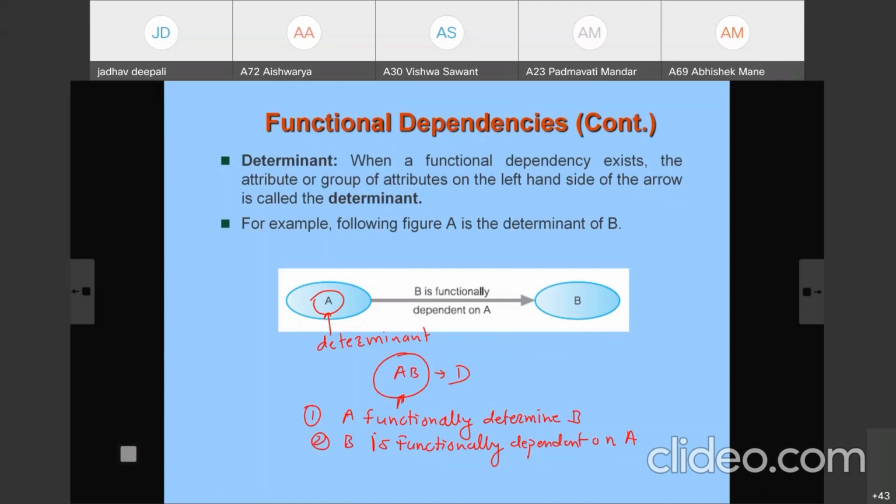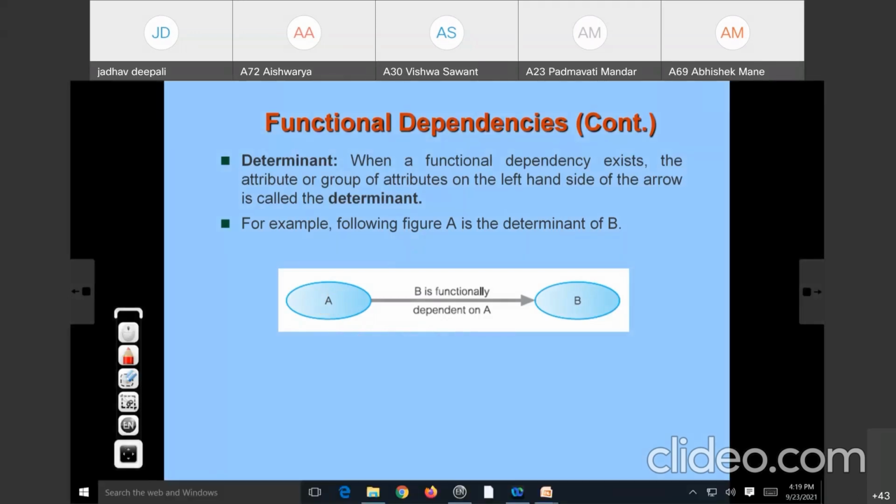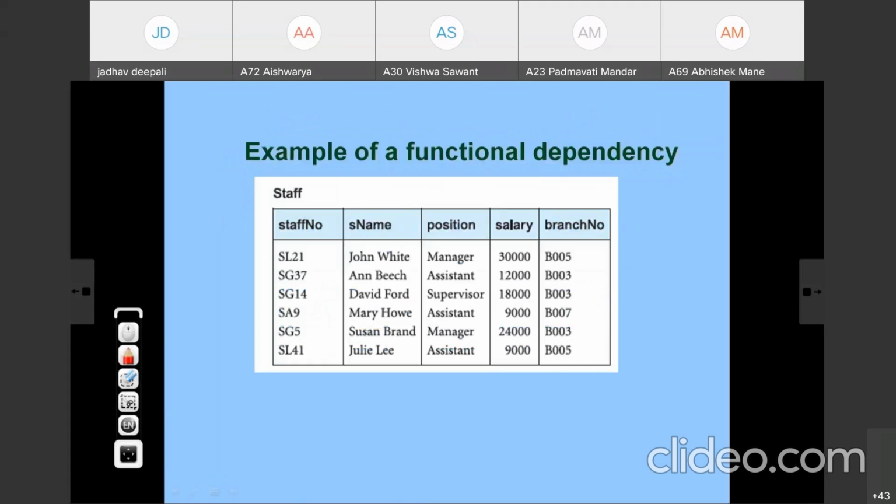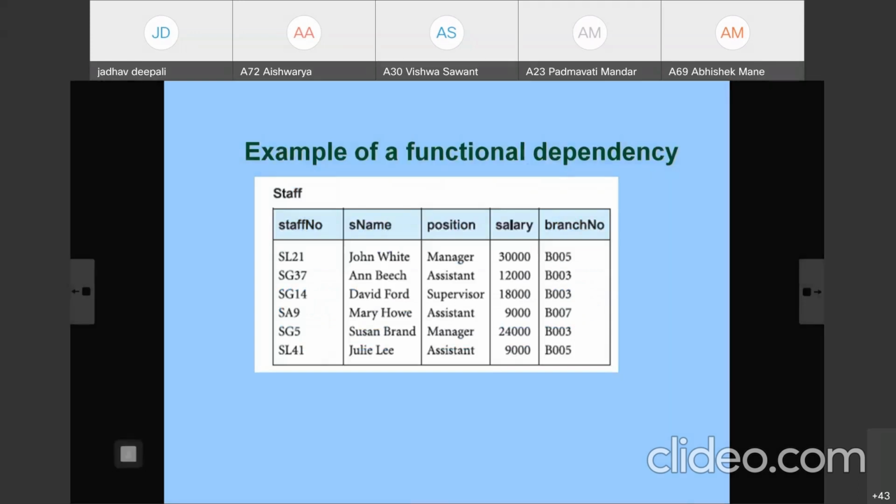Another example, that is our staff. If we consider this staff with staff number, S name, position, salary, the simple functional dependency is here. Staff number is the primary key. So we can say staff number tends to name. Why? Because it's unique. So staff number, as it is a primary key, uniquely identifies all other attributes.